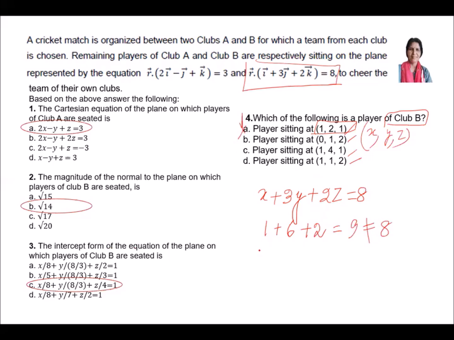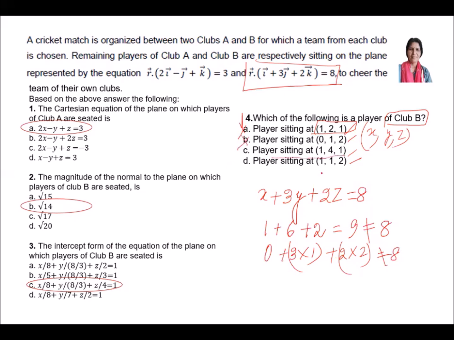Now coming to B. B is 0, 1, 2. So 0, 3 into 1 plus 2 into 2. Does it make 9? No. Does it make 8? No. So this will be 3 plus 4, it is 7. It is not equal to 8. So B is not the answer.